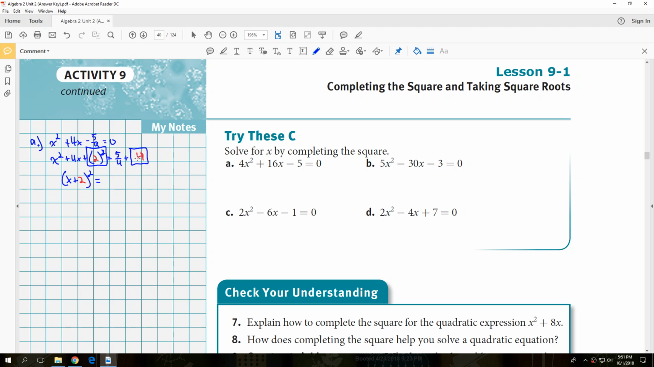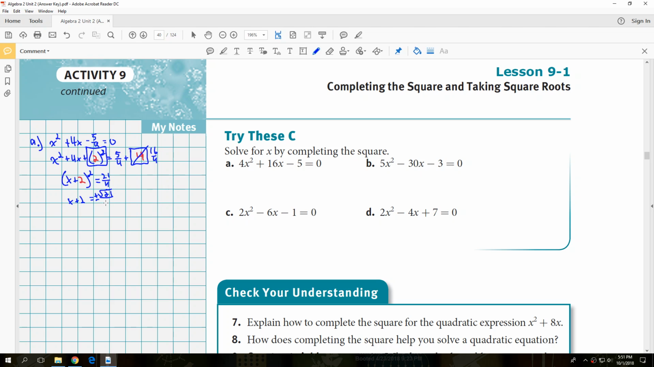All right, this is equal to, now this is 5/4 plus 4, but I have to change this to 16 over 4, because I need a common denominator. So 5 plus 16 would be 21 over 4. Now I'm going to take the square root of both sides. So let's go ahead and do that. So the x plus 2 pops out, and that's equal to the square root of 21 divided by, oops, I'm sorry, plus or minus. Don't forget your plus or minus.